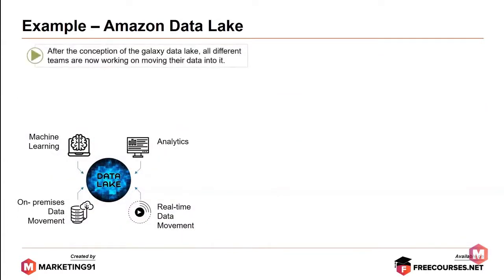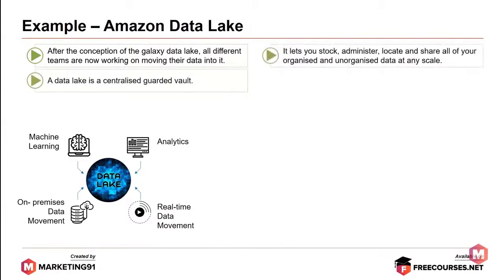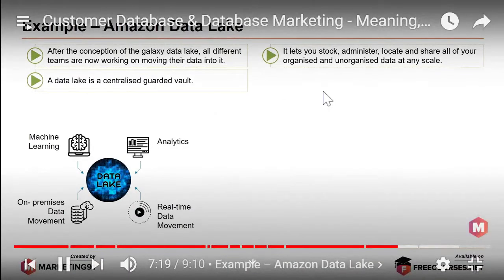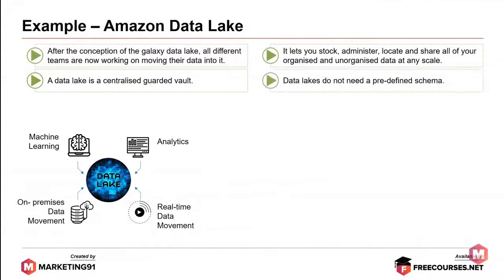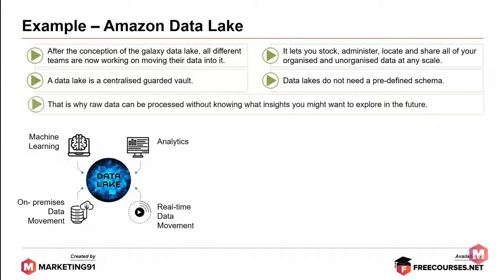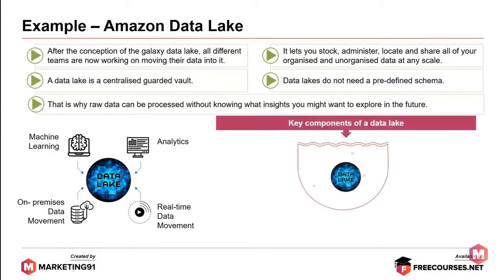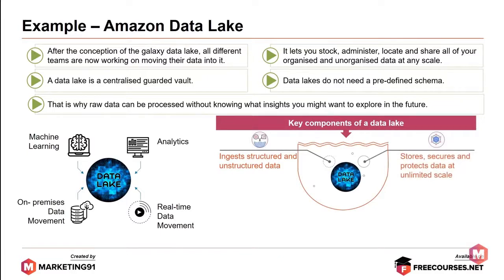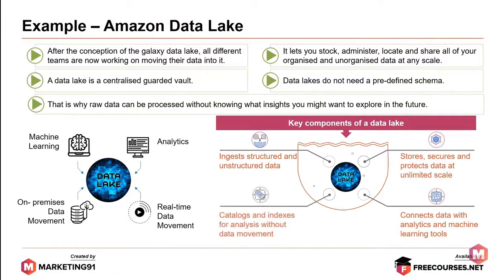After the conception of the Galaxy Data Lake, all different teams are now working on moving their data into it. A data lake is a centralized guarded vault. It lets you stock, administer, locate, and share all of your organized and unorganized data at any scale. Data lakes do not need a predefined schema. This is why raw data can be processed without knowing what insights you might want to explore in the future. Key components of a data lake include ingesting structured and unstructured data, storing, securing, and protecting data at unlimited scale, connecting data with analytics and machine learning tools, and cataloging and indexing for analysis without data movement.